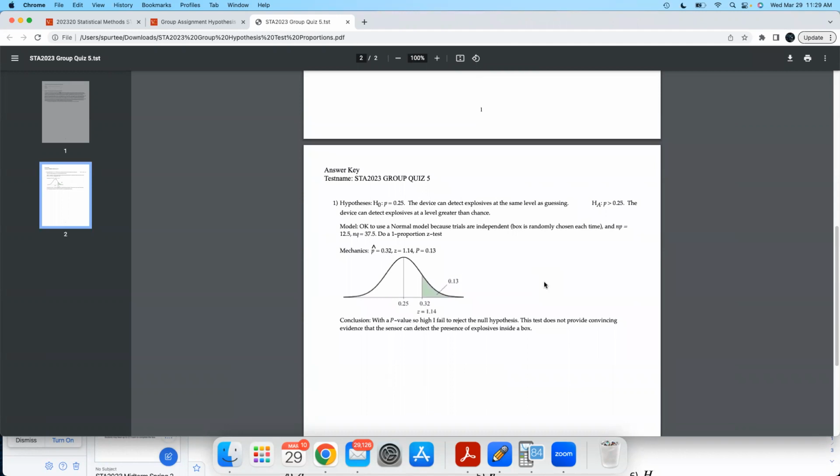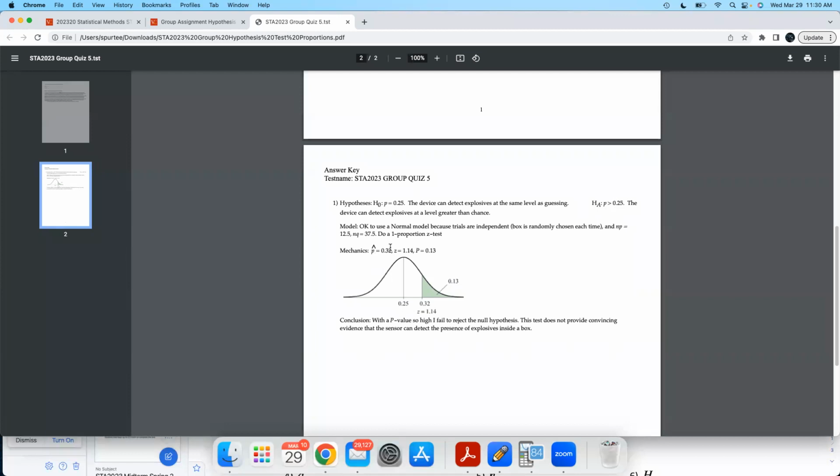Now, this is not a complete solution. They didn't bother to write out, they didn't define the variable, let P be the proportion of bombs this thing detected. But most of the work is here. There's your null hypothesis. There's your alternative hypothesis. This says the thing's just guessing. This says, oh no, it does better than guessing. You've got your sample proportion of success. So you're going to write all that out.